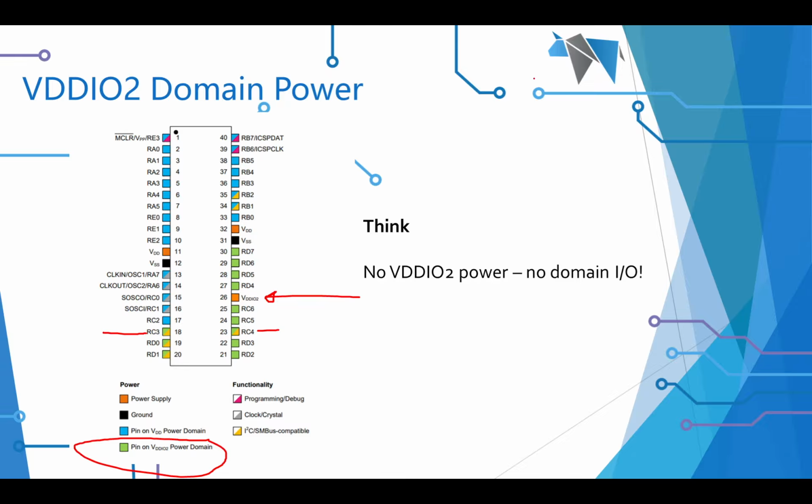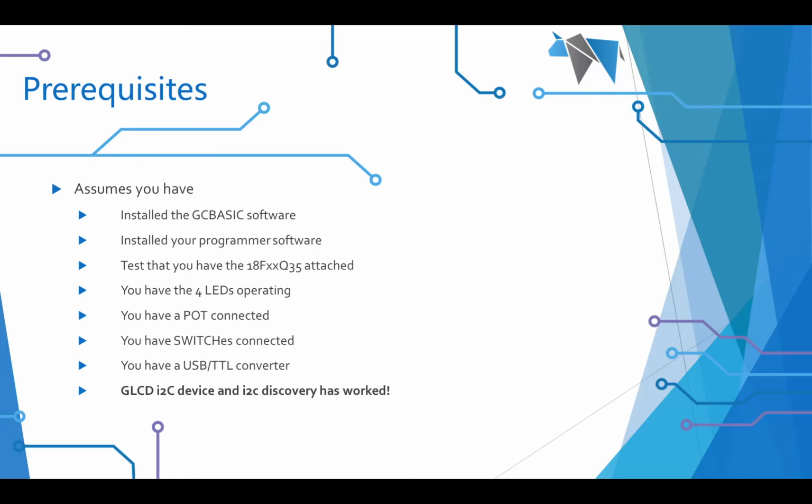So lots of prerequisites. You've got your GC Studio, GC Basic, you've got it all working. You can talk to the Q35. You've got some stuff attached. You've got a USB TTL converter, and finally, you've got an I²C device, and I²C discovery has worked. We will look at that again.